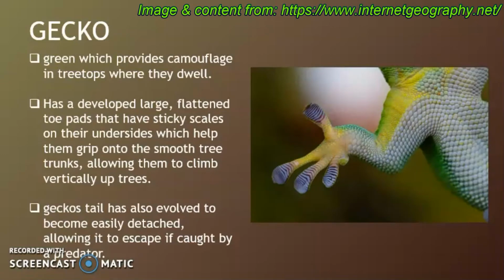Fourth is the gecko. It is green, which provides camouflage in treetops where they dwell. Has developed large flattened toe pads that have sticky scales on their undersides, which help them grip on the smooth tree trunks, allowing them to climb vertically up trees. Gecko's tail has also evolved to become easily detached, allowing it to escape if caught by a predator.